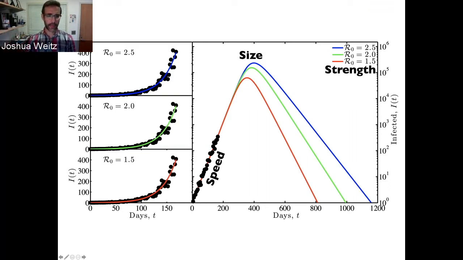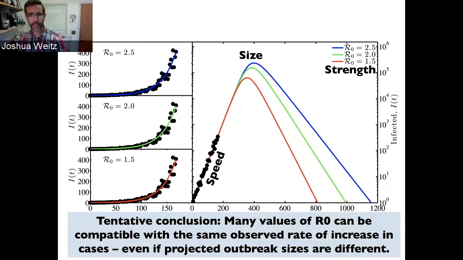And you can see here that will be the same in theory for all of these very different epidemics, even if the fundamental strength differs, and it's really the strength that's going to determine, in theory, the size, which is the peak of this epidemic and also how many individuals may be infected before the epidemic disappears. So I want to make sure that we distinguish what we can observe, the speed, what we'd like to infer, the strength, and we want to infer this because it relates to the size. And the tentative conclusion here is that many values of R0 can be compatible with the same observed rate of increase in cases, even if the projected outbreak sizes are quite different.